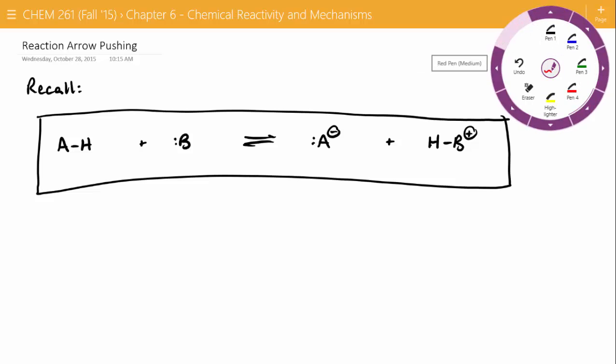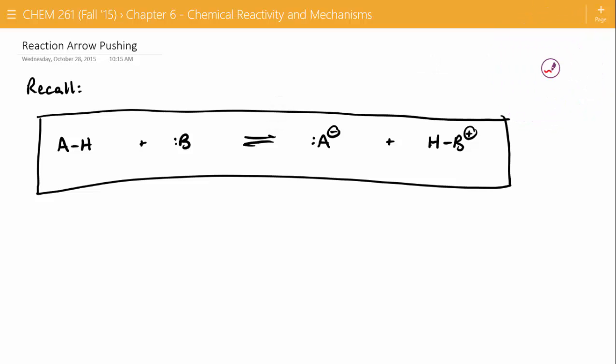All right, so we said the lone pair on B is going to attack H, and are we done with the proton transfer? No, we've got to break the sigma bond, right? When we do that, A gets a new lone pair that used to be the sigma bond between A and H. That means A's got a negative charge. B's lone pair is now a covalent bond to the hydrogen, so B is now positive.